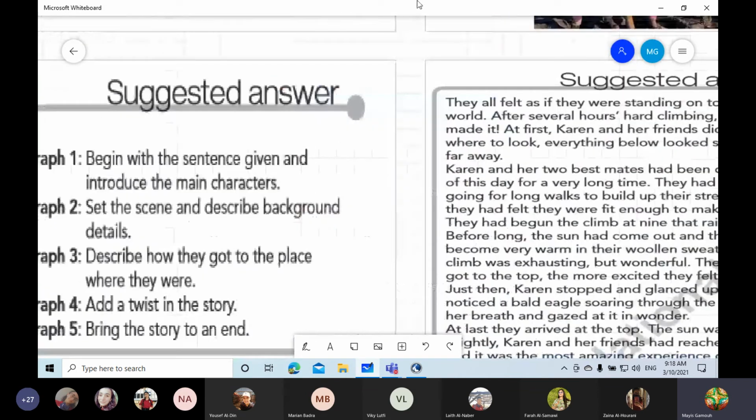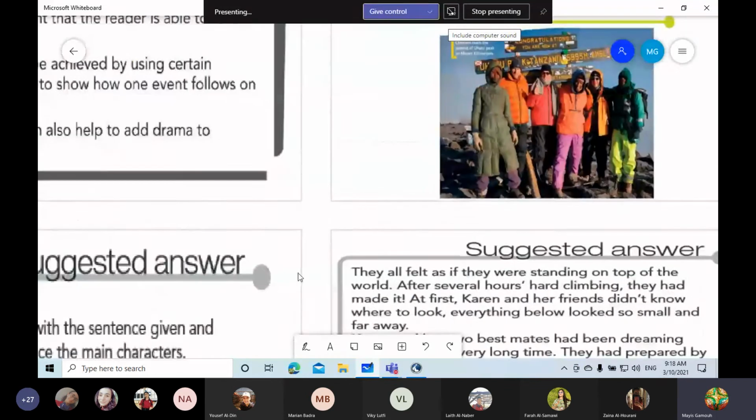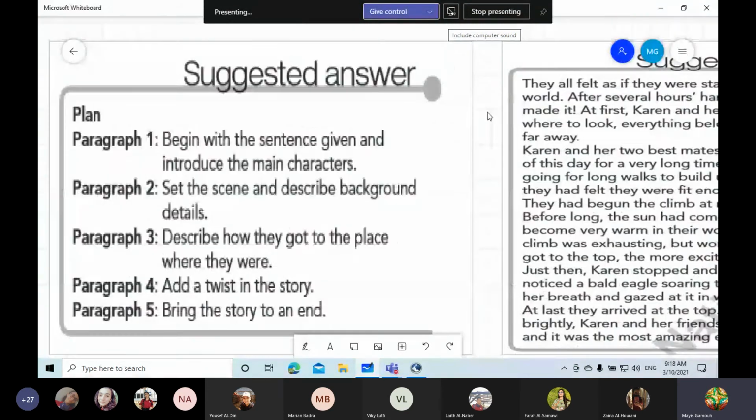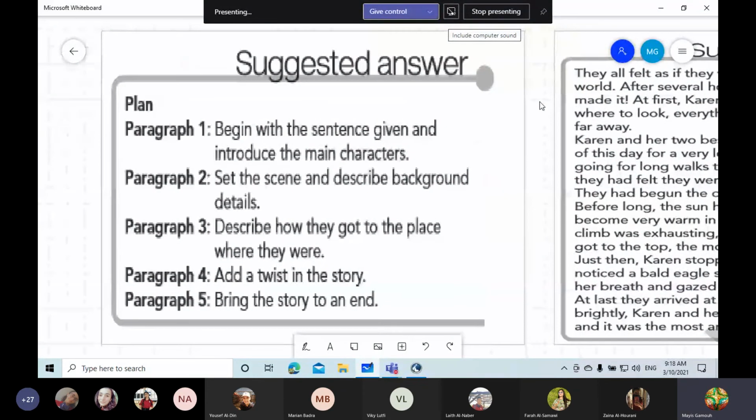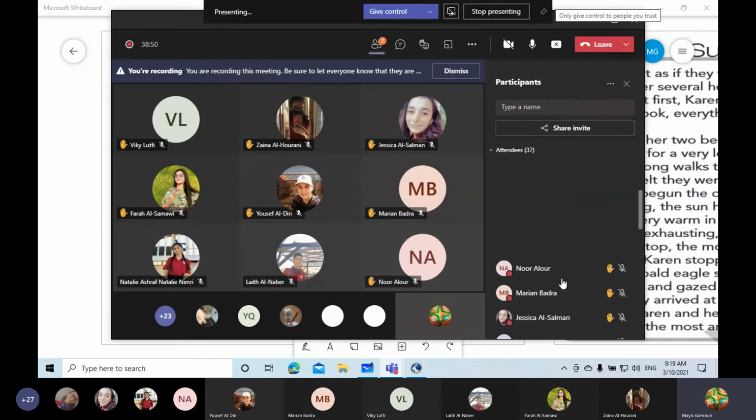Let's go to a suggested answer. Here we will start with the plan. Who can read the plan for me? I have made a plan and a sample for you in order to give you an idea so you could write your own story. So who can read the plan for me? I want new hands.